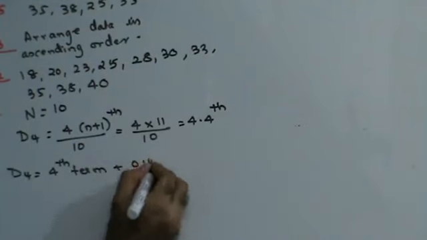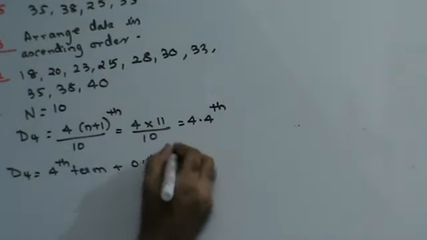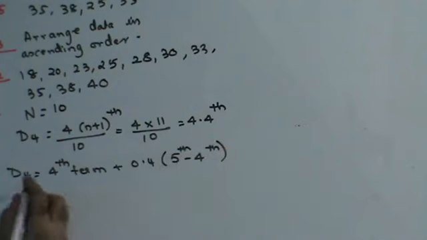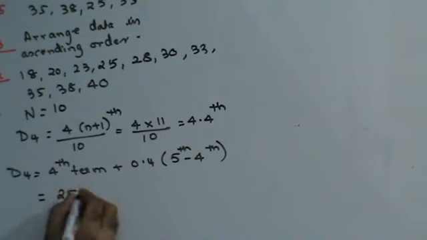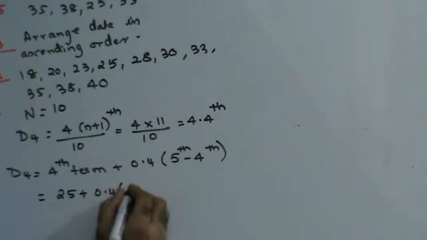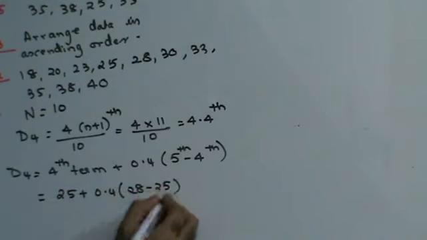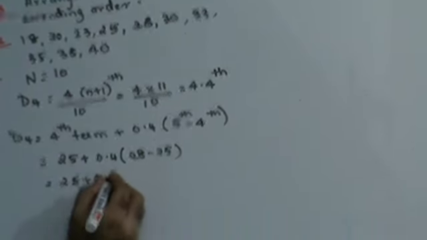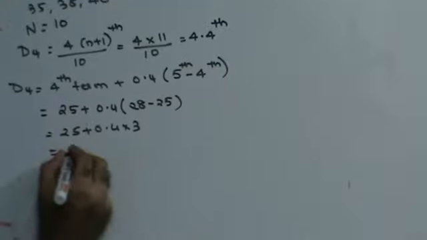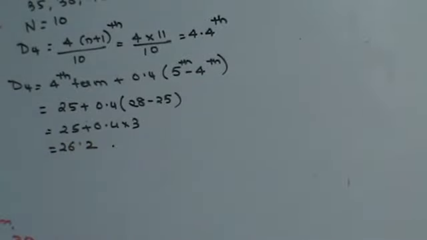plus 0.4 times the 5th minus the 4th term. Right? 4th term, 1, 2, 3, 4. So it is 25 plus 0.4 times (28 minus 25). When you simplify this, it is 25 plus 0.4 into 3, that's 1.2, that's 26.2. So you'll get D4 as 26.2.